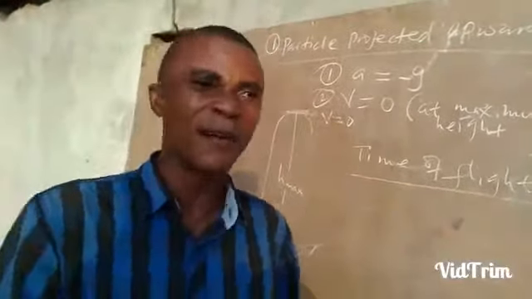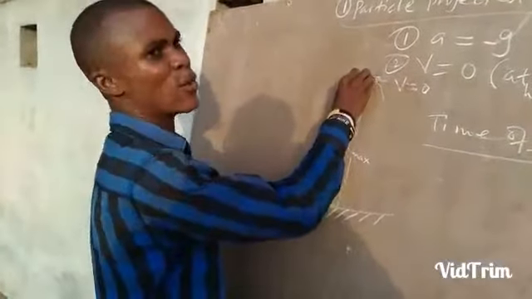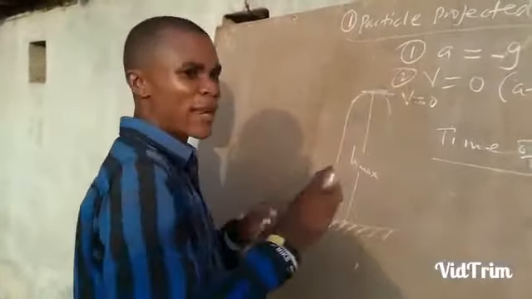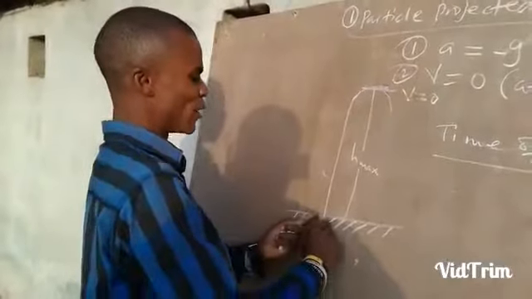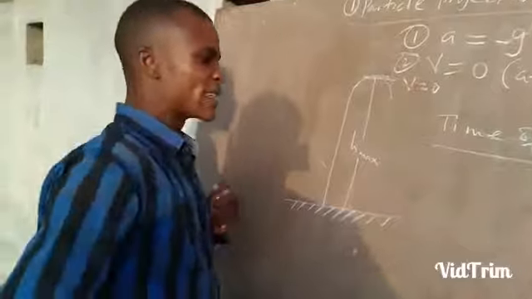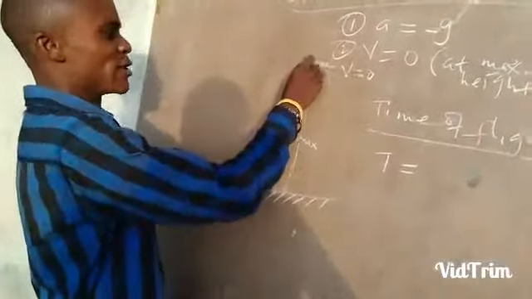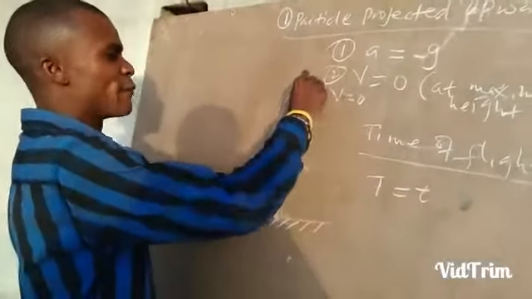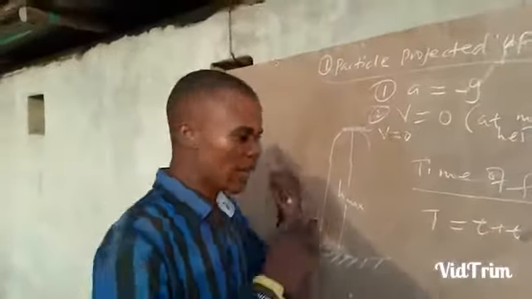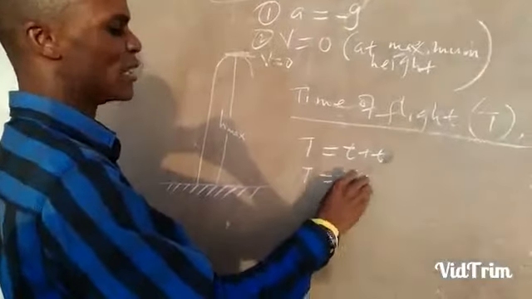So ideally, what I am saying, the time taken by the object to move from the ground here to the highest point is small t. The same small t is required by the object to move from here to here. If it takes 5 seconds from here to here, then it will take 5 seconds again to move from the top to the ground. So the time of flight, capital T, becomes the time from here to here, which we said is small t, plus the time from here again coming to the ground, which is small t. So capital T equals small t plus small t, which becomes 2 small t.